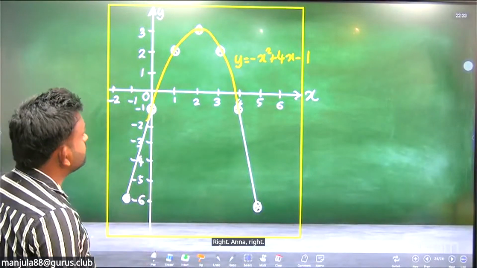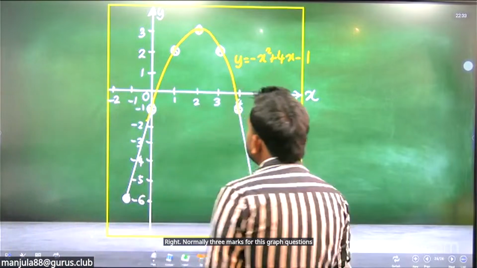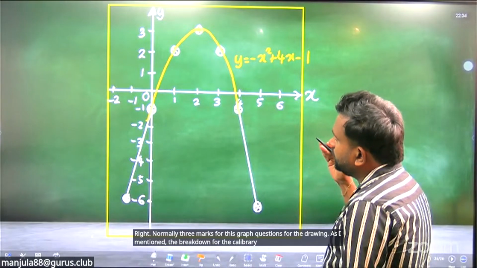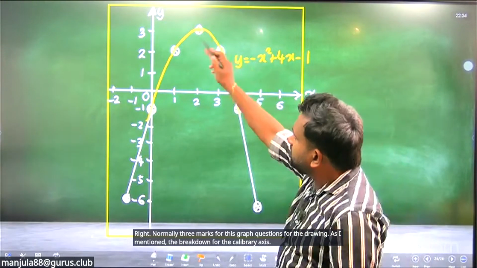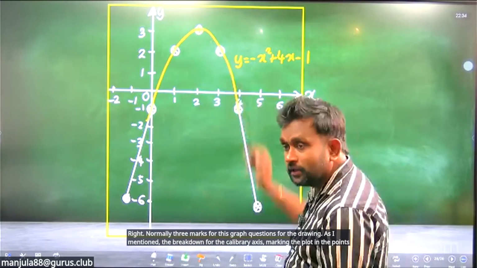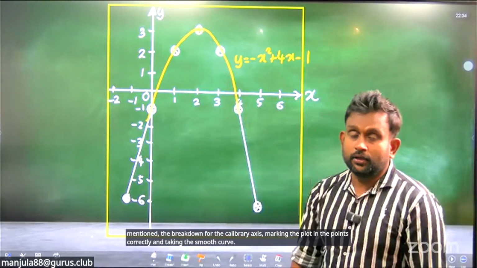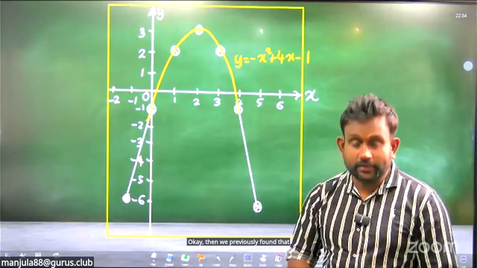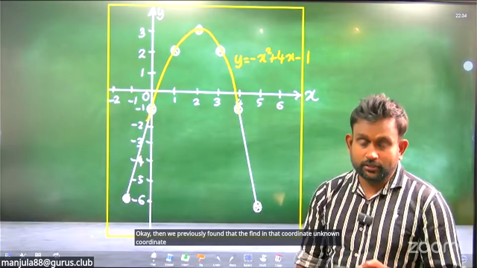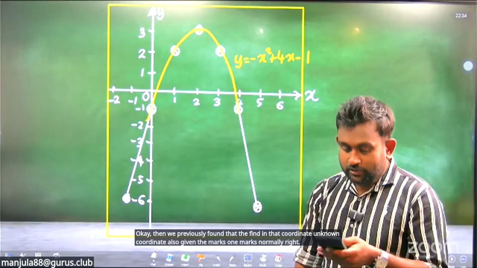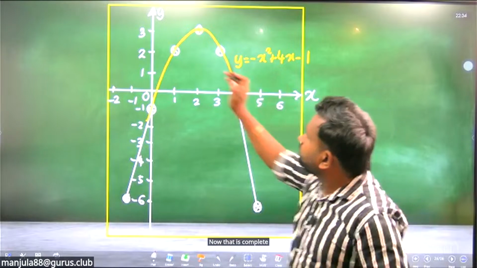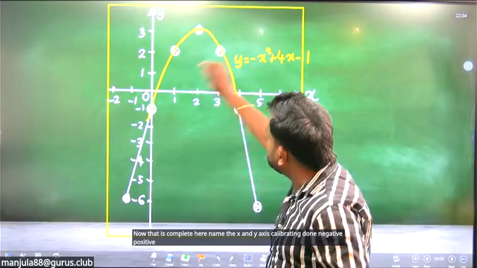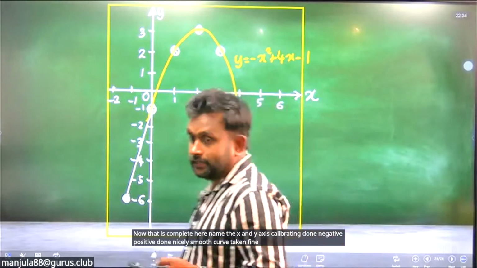Normally 3 marks for graph questions for the drawing, as I mentioned in the breakdown: calibrating the axes, plotting the points correctly and drawing the smooth curve. Then we previously found the unknown coordinate, which also is given marks, 1 mark normally. Now that is complete. Here we named the x and y axes, calibrating done, negative and positive done nicely, smooth curve taken, fine.